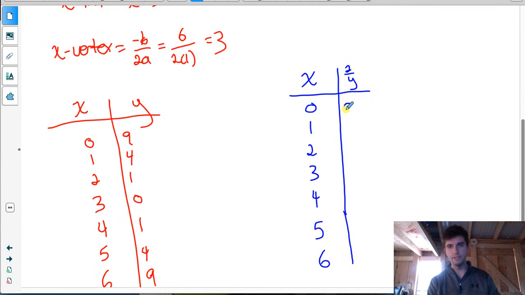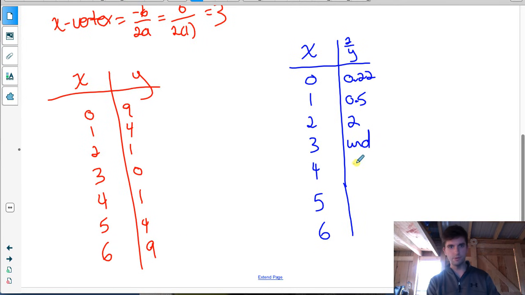So 2 over 9 is 0.22, 2 over 4 is a half, 2 over 1 is 2, 2 over 0 is undefined. And let's keep going. Let's do the reciprocals of these. 2 over 1 is 2, 2 over 4 is a half, and 2 over 9 is again 0.22. So I could plot all of these points and get a good shape for my reciprocal quadratic function.